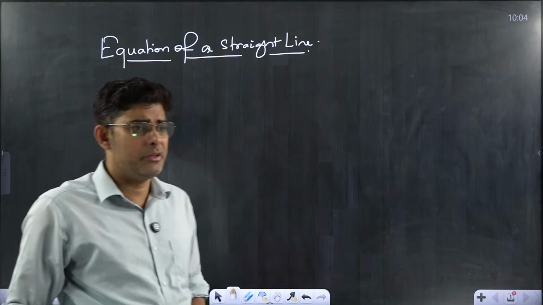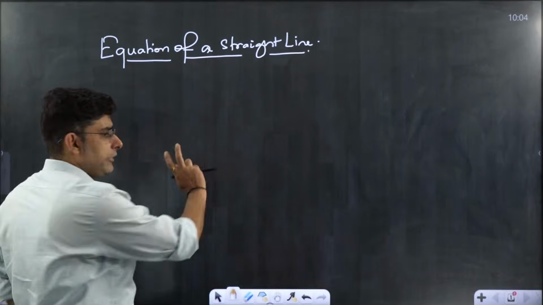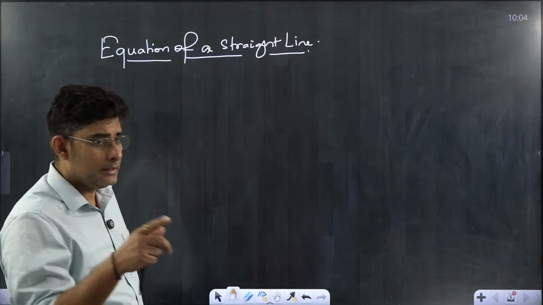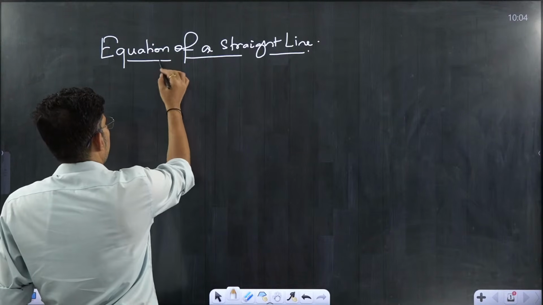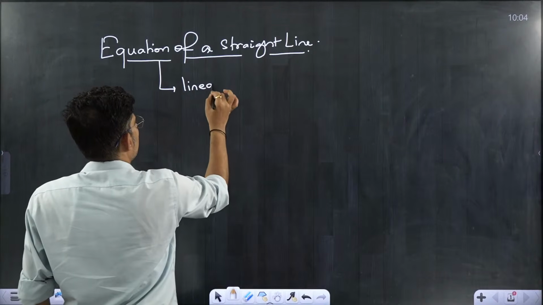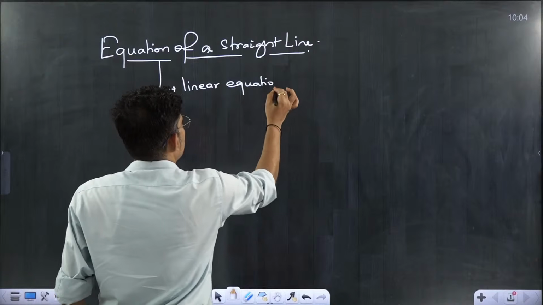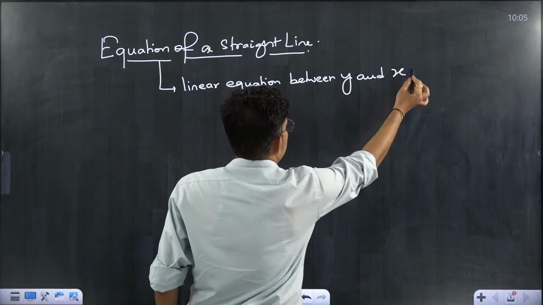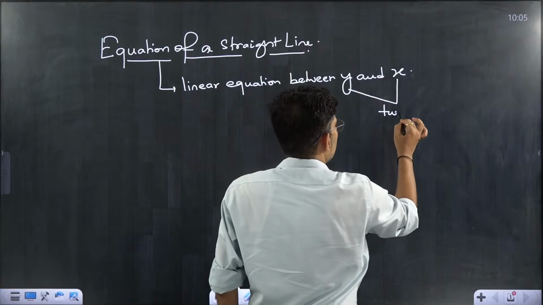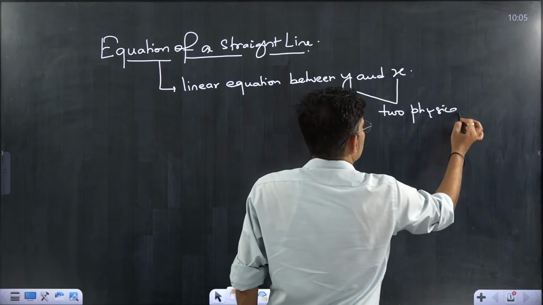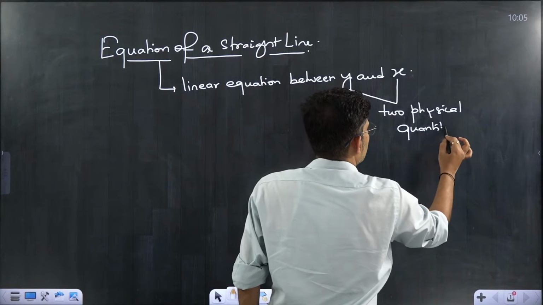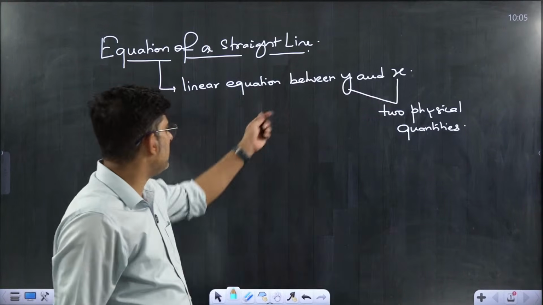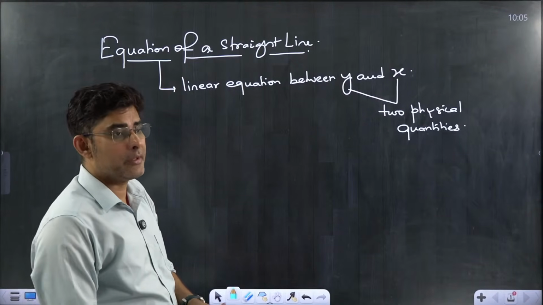Now, when we write the equation of a straight line, you will remember whenever we take two variables y and x which are representing any two physical quantities being related with each other, if we have a linear equation between y and x, you will say that it represents a straight line.